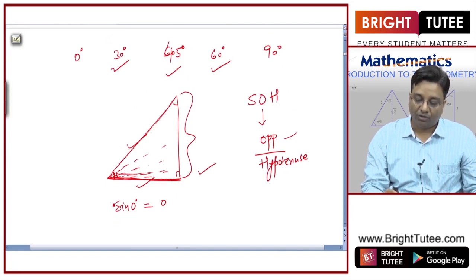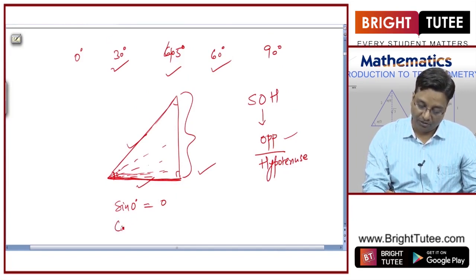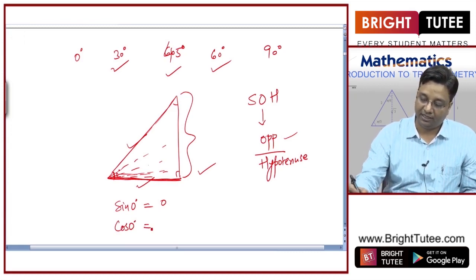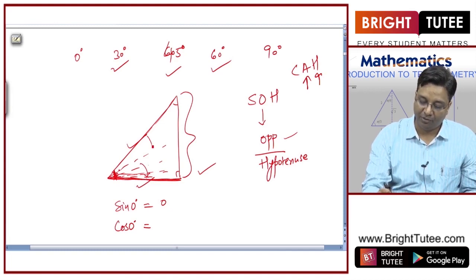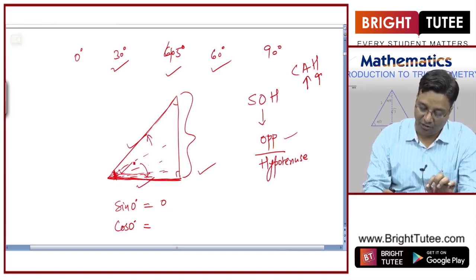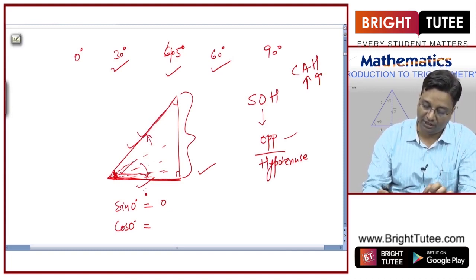And you can talk about cos of 0 also. Cos of 0. What is cosine of an angle? It is adjacent upon hypotenuse. So if we are talking about this cos 0, the adjacent side is this and the hypotenuse is this. For this angle to be 0, this has to coincide with this.